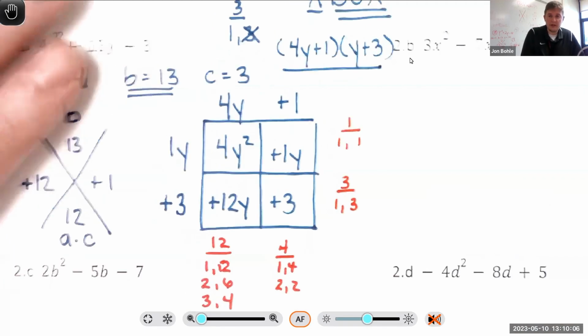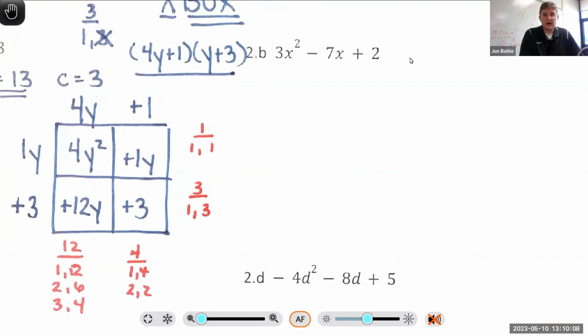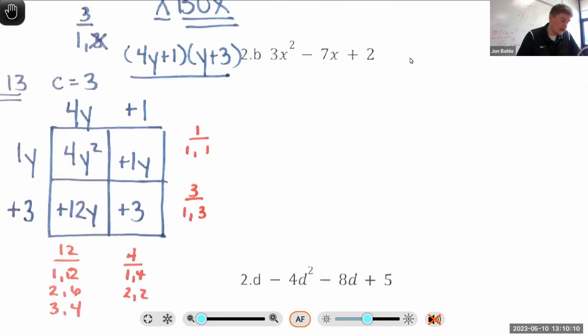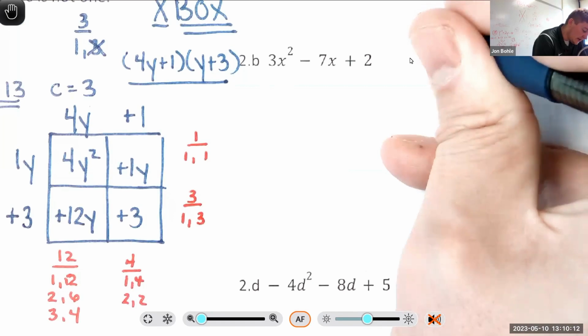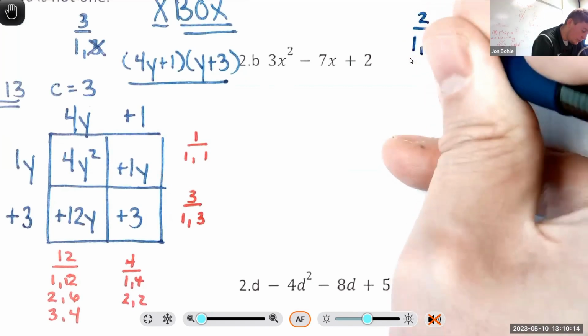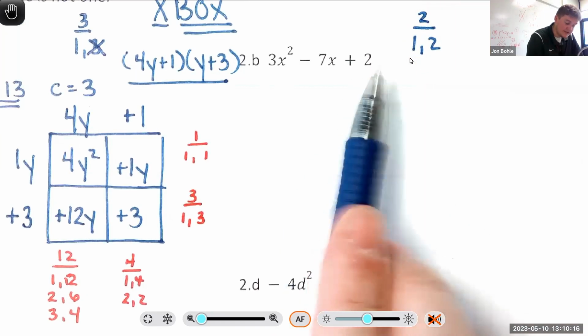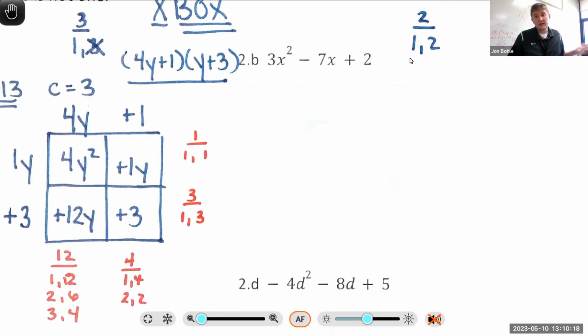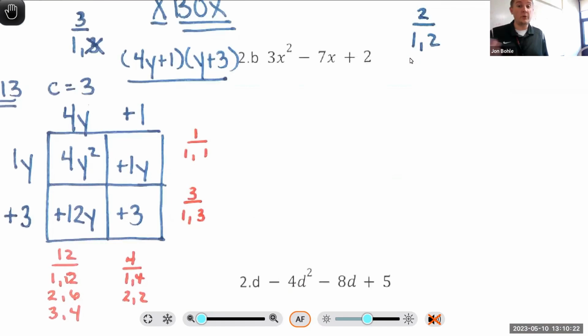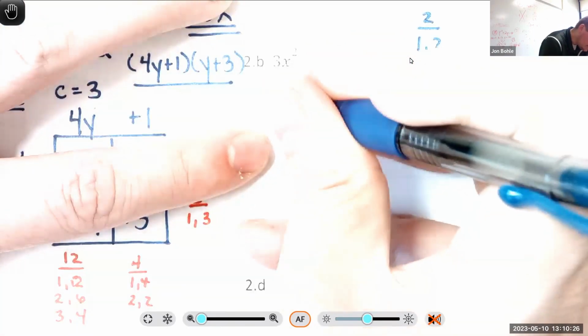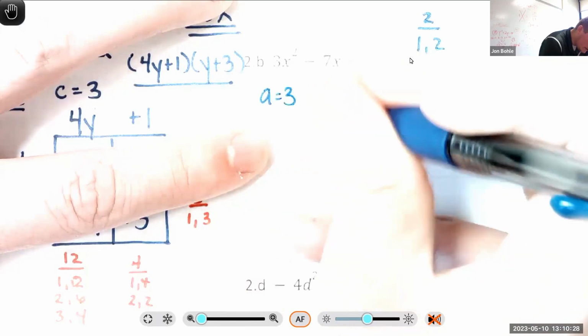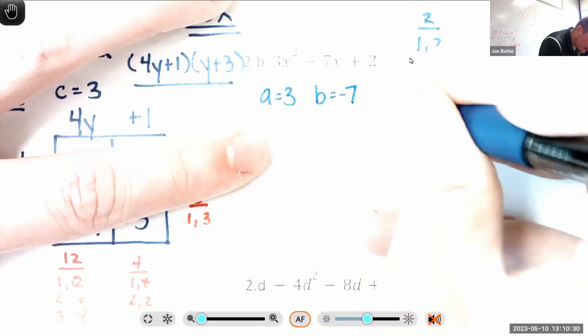Let's go ahead and do 2B. Okay, the process is the same. We want to check for our greatest common factor. We're going to check 2. Well, 2 divides out of 2, but it's not going to divide out of 7 or 3. The only other factor of 2 is 1, and that isn't going to do anything. So no greatest common factor. So A value is going to be 3, B value is going to be -7, and C value is going to be 2.